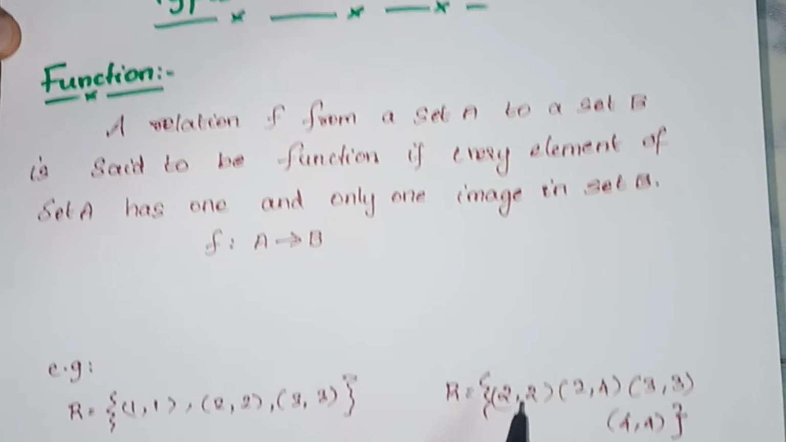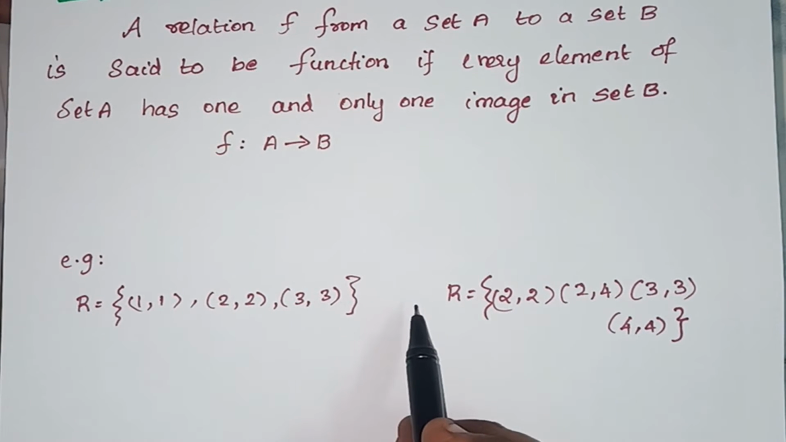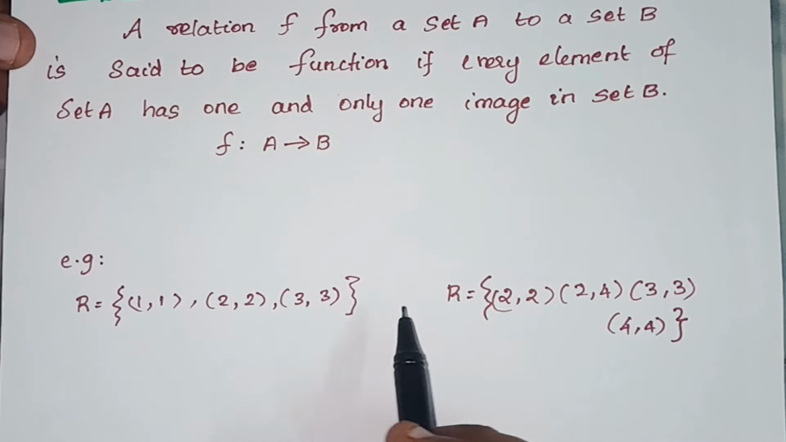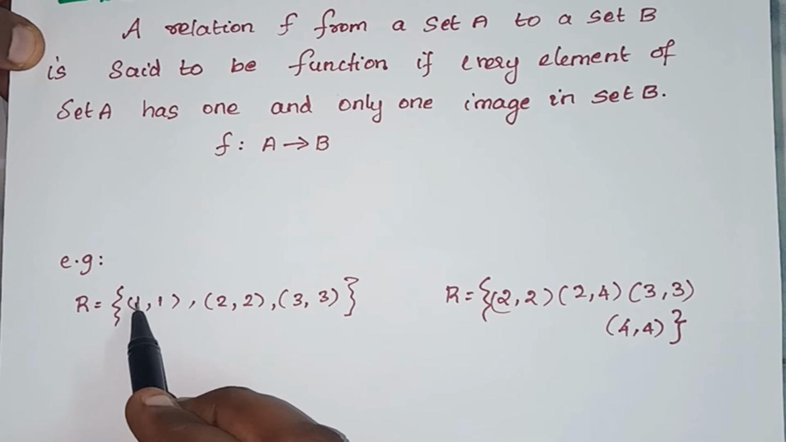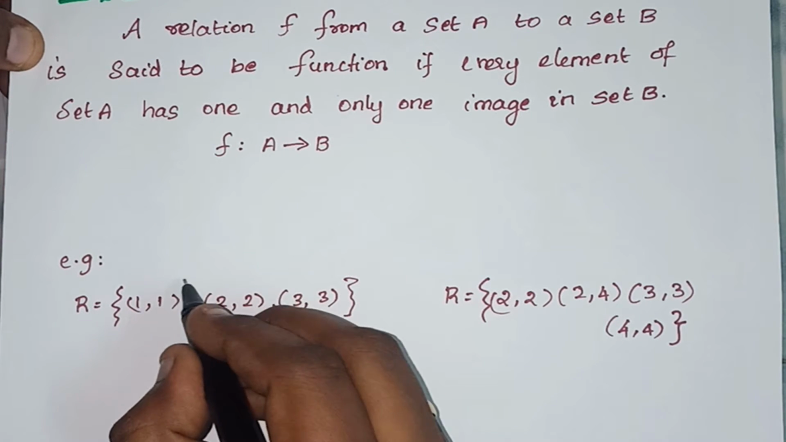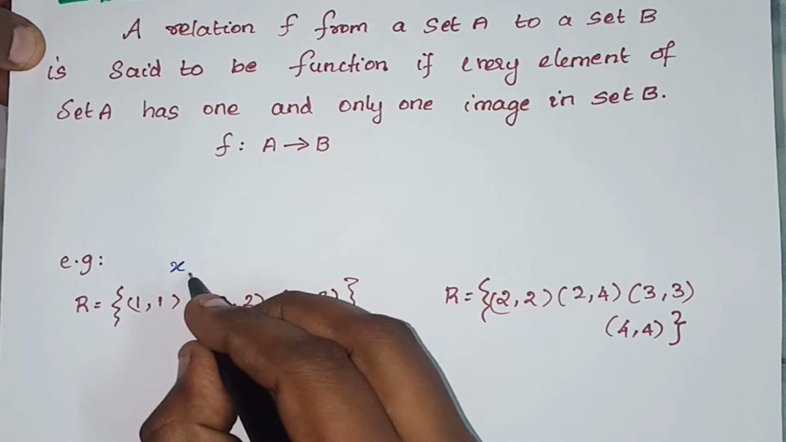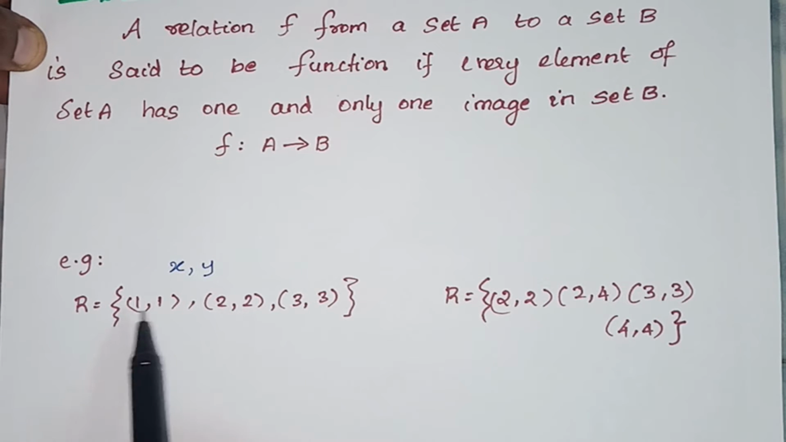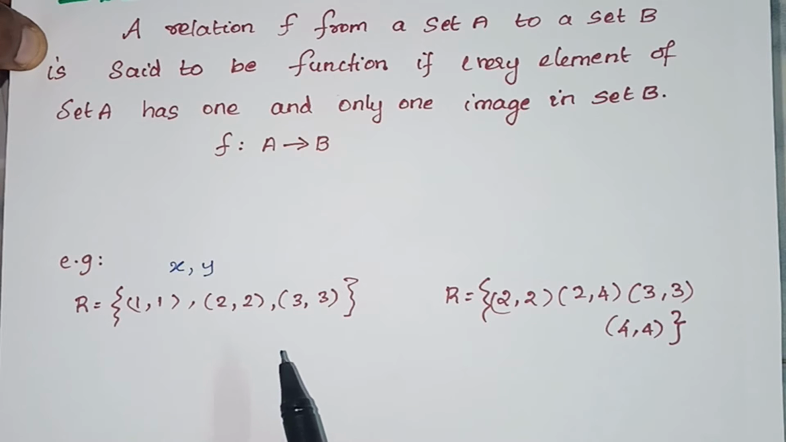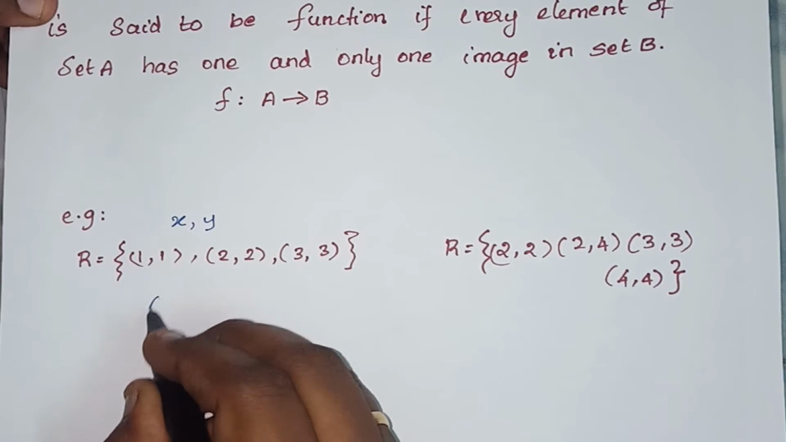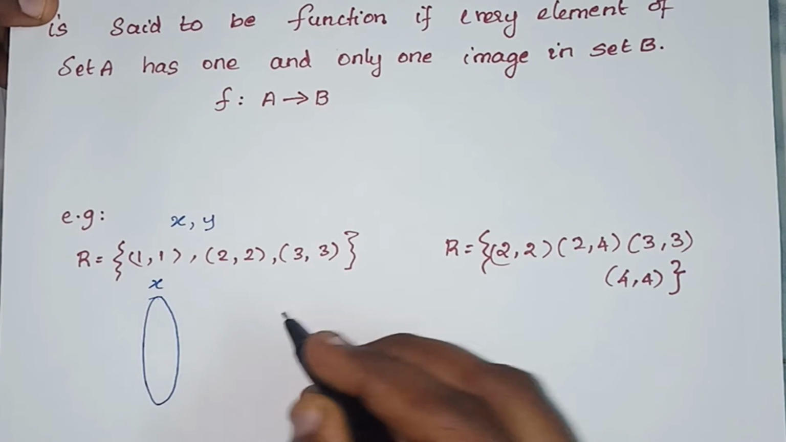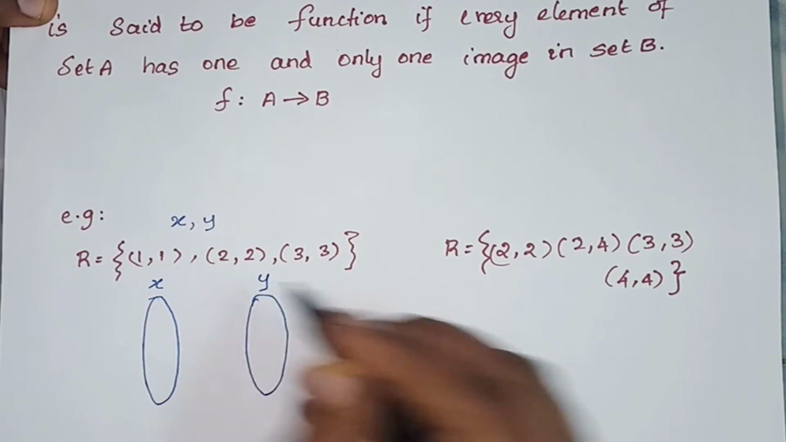Okay, so let us take one example. By this example we can understand what is meant by function. First, this is a relation. The first values represent the first set, that is x. I will take it as x. The second set is y. So the first values denote x, the second values denote y. In a function we represent it by using a diagram. This is the x set, this is the y set.